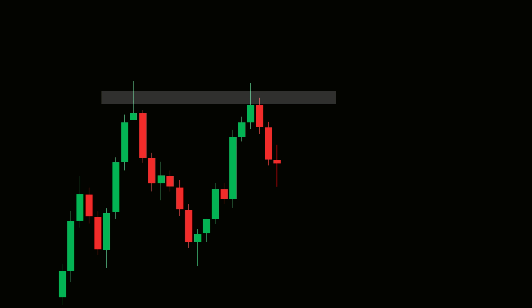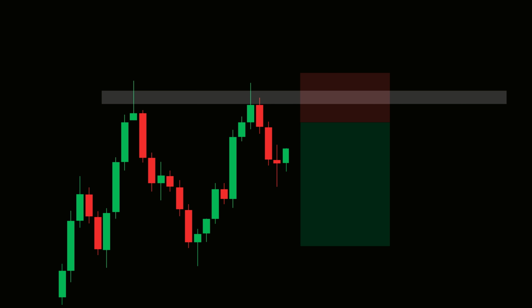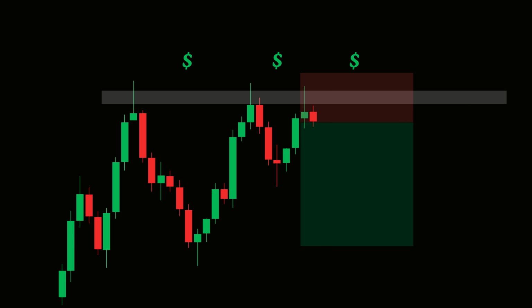Here, we see a resistance area that has rejected the price several times. If the price revisits this level, many traders will go short, placing stop losses right above it. That means liquidity rests above this zone. To capture those stops, smart money pushes the price higher to trigger them and fill their sell orders.